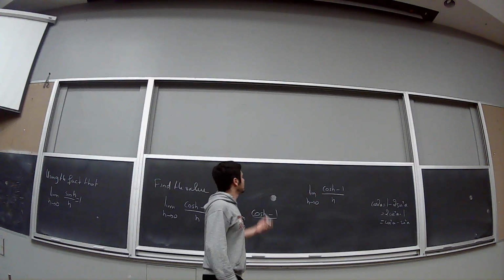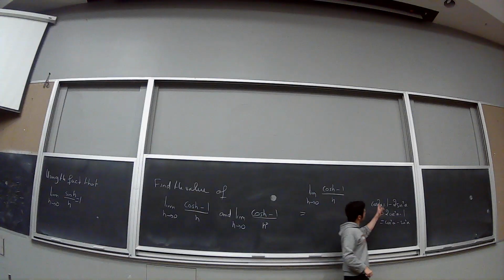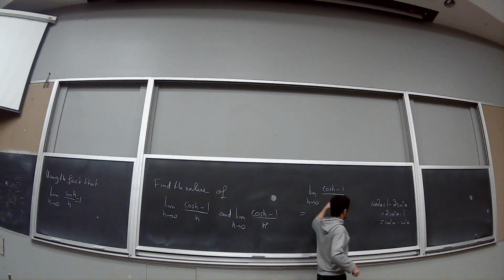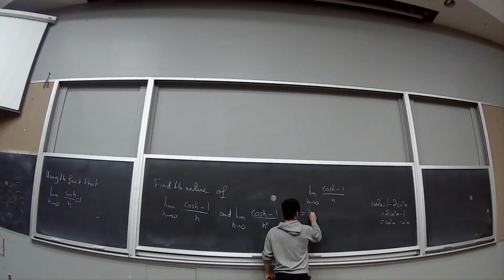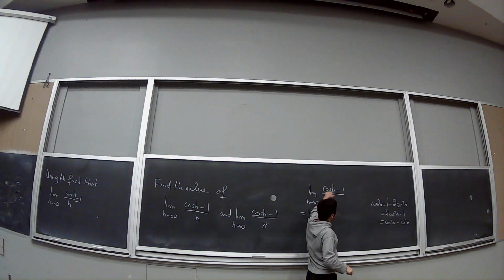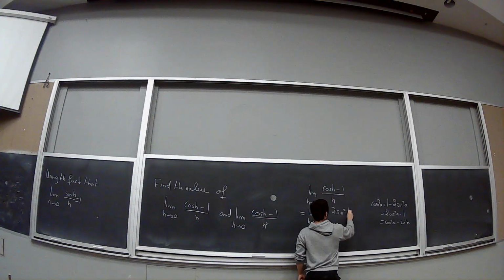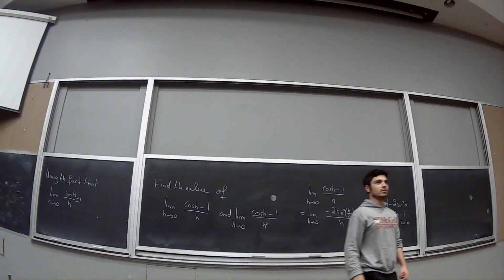Great. Now, what is cos h minus 1 over h? If I let a be equal to h over 2, cos h minus 1, what would that be equal to? This would be the limit as h approaches 0. Cos h minus 1 would be equal to minus 2 sine squared h over 2, over h. Agree or not?